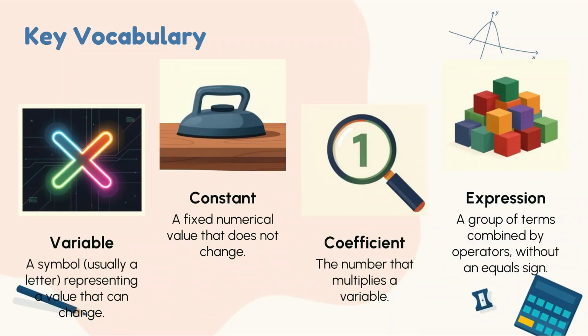Let's begin with the key vocabulary. A variable is a symbol, usually a letter, that represents a value that can change. For example, in algebra, the letter x might stand for an unknown number. A constant is a fixed number. It does not change. For example, 5, 10, or -3 are constants. A coefficient is the number that multiplies a variable. So in 4x, the coefficient is 4 because it tells us we have 4 lots of x. An expression is a group of terms joined by operations like addition or subtraction, but it does not have an equal sign.